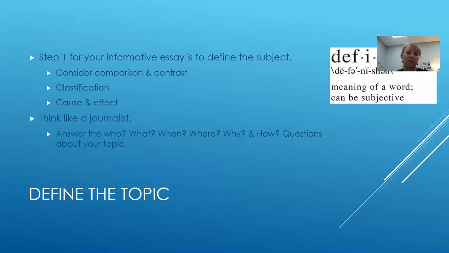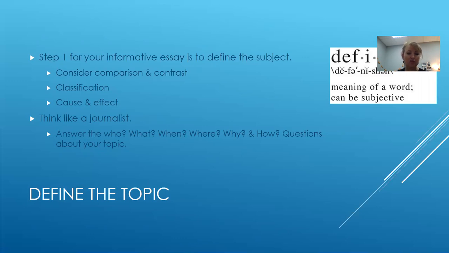So step one for your informative essay is to define your subject. And there are different ways you can define a subject. Compare and contrast is one easy way to define. Classifying your topic, cause and effect, those are all some examples of ways that you can define or explain what your subject is or what your topic is. Obviously, pulling a definition from a source is extremely important as well. And so making sure you decide whether you're going to quote, summarize, or paraphrase that definition is also equally important.